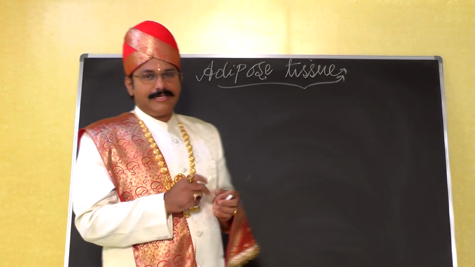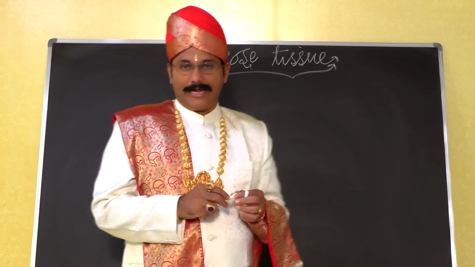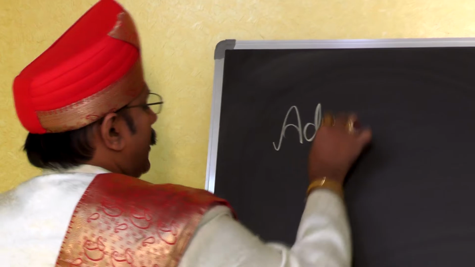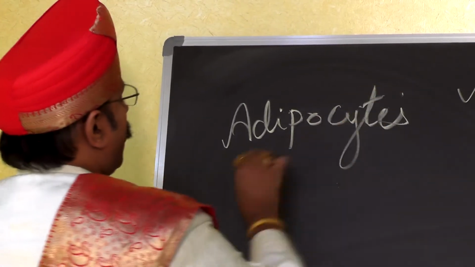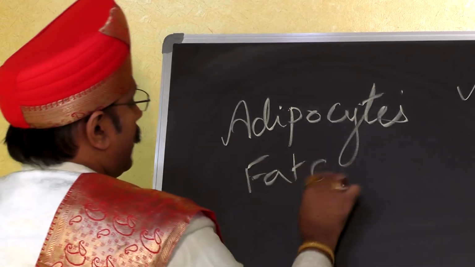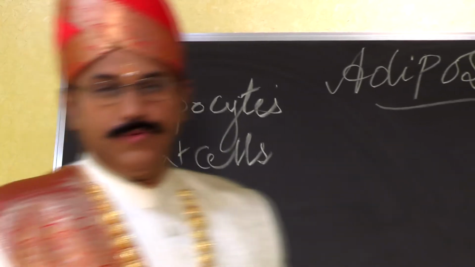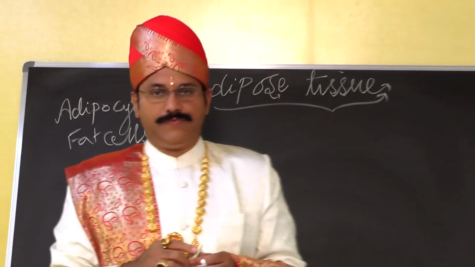Adipose tissue is made up of fat cells, or adipocytes. You can also call them adipocytes, or fat cells. This adipose tissue is distributed in the subcutaneous tissue.